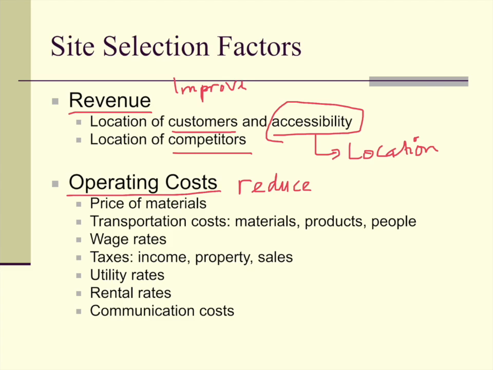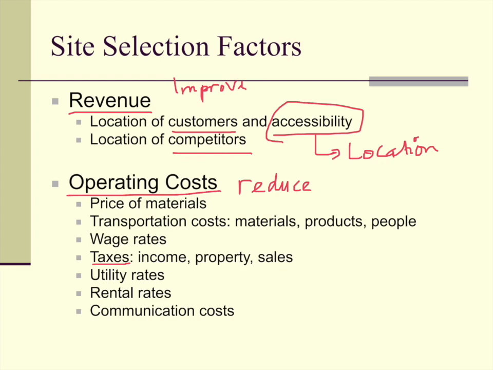For example, the price of material, transportation costs, material, product, people, and then taxes. Yes, taxes, that is a cost. Income, property, sales, and then the utility rates, the rental rates, and then the communication costs.